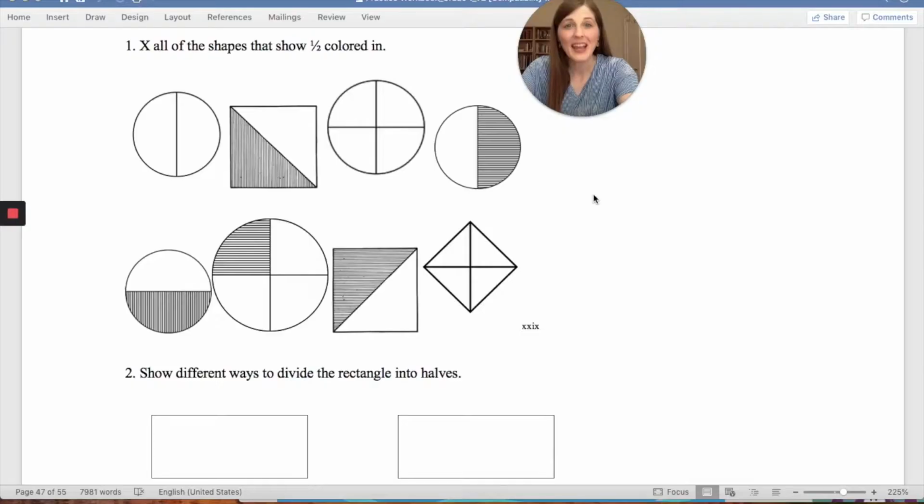Pretty awesome. So now we're going to practice what we've learned about what a half looks like. What does a quarter or a fourth look like? All right.